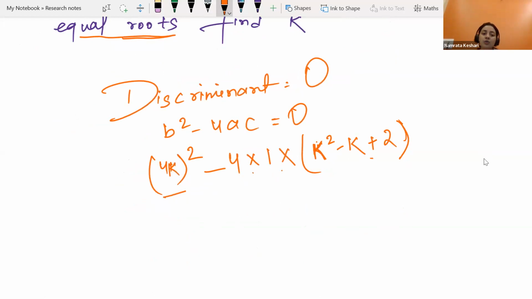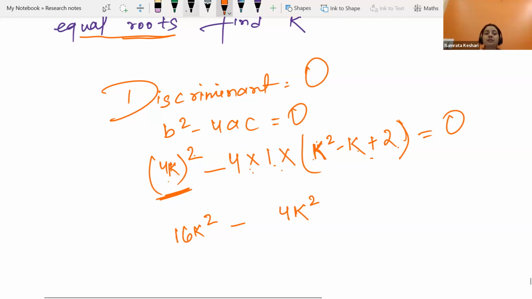Now, let's do the squaring over here. That is equals to 0. 4k whole square will be 16k square. Minus 4 into 1, just 4, in bracket k square minus k plus 2 is there. So let's multiply minus 4k square. Now we have to be very careful because here a subtraction sign is there and we are opening the bracket.